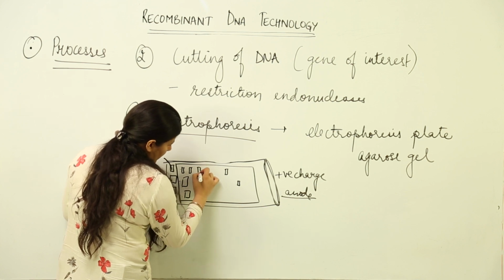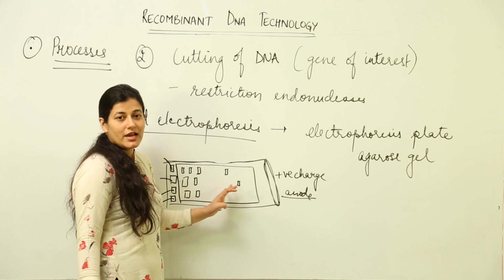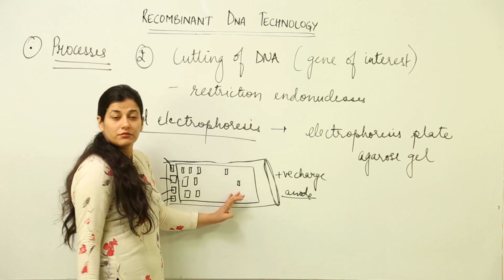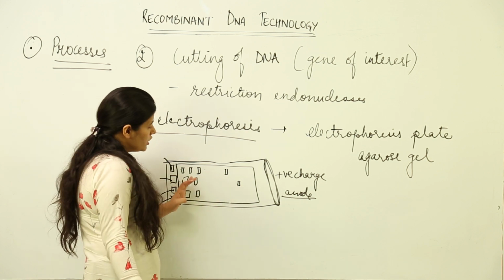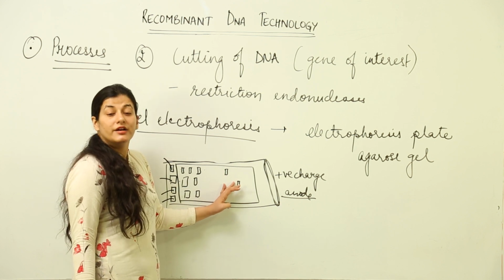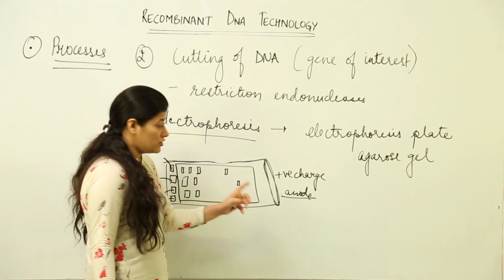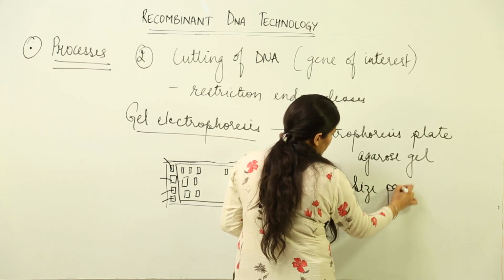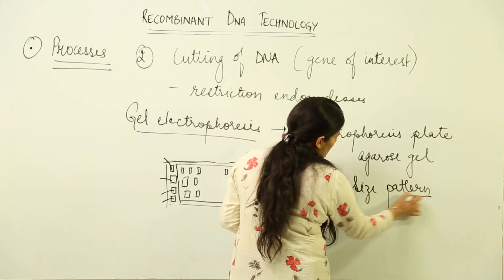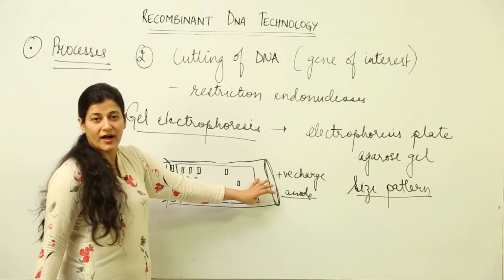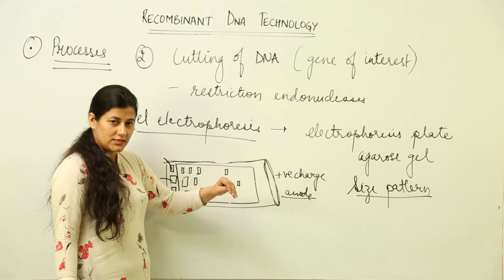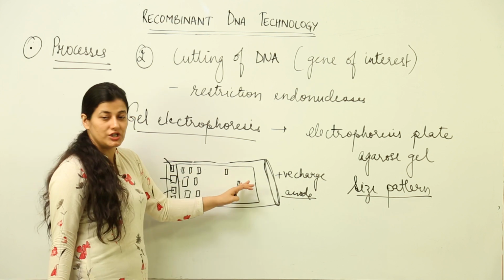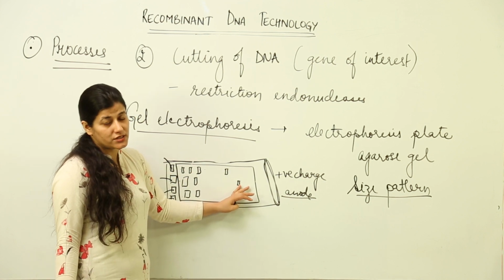Now this is agarose gel electrophoresis. This is the electrophoresis plate where you see the DNA being arranged according to its size. So you get a size pattern arrangement. Those which are smallest in size move farthest. Those which are larger in size stay backwards. This is what is achieved on the gel electrophoresis plate.